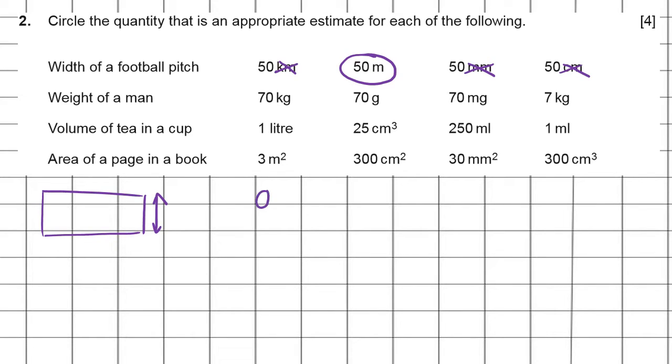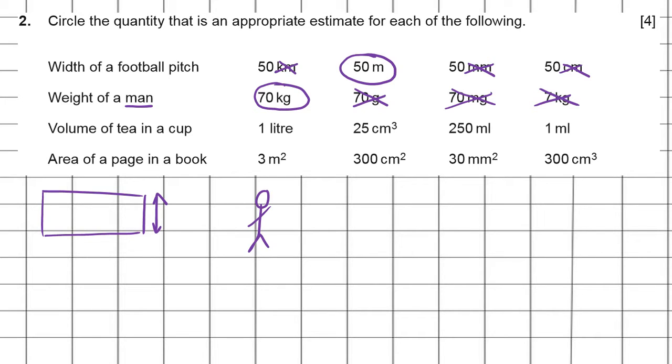Weight of a man. So this is a man. Okay, so is he 1 milligram? That's extremely tiny. So no. 7 kilograms. Not for a man, maybe a newborn child, but no. 70 grams, way too small again, so it has to be 70 kilograms.